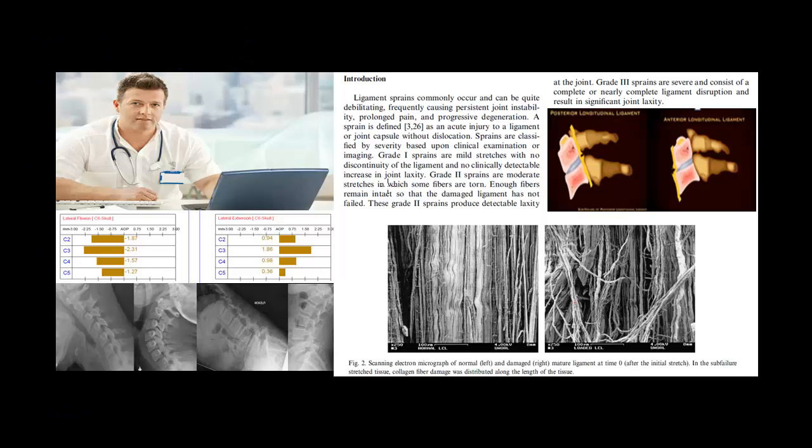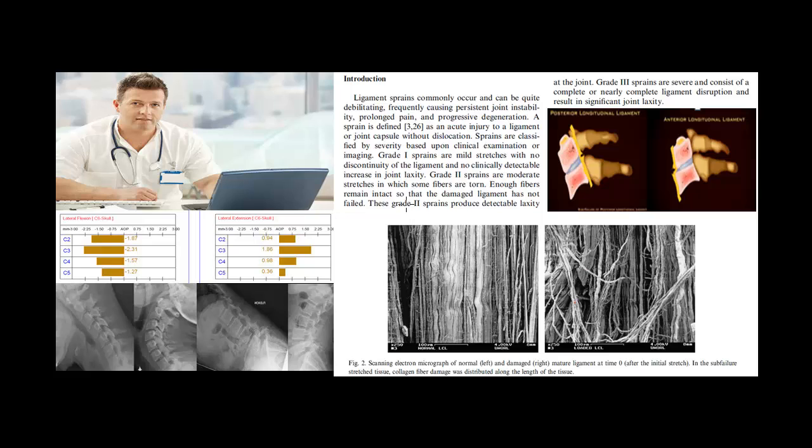This excerpt comes from published research called Healing of Subfailure Ligament. It was published in the Journal of Orthopedic Research 2002, 975 to 938. And it states, ligament sprains commonly occur and can be quite debilitating, frequently causing persistent joint instability, prolonged pain, and progressive degeneration. All of those things are true of a spinal sprain.